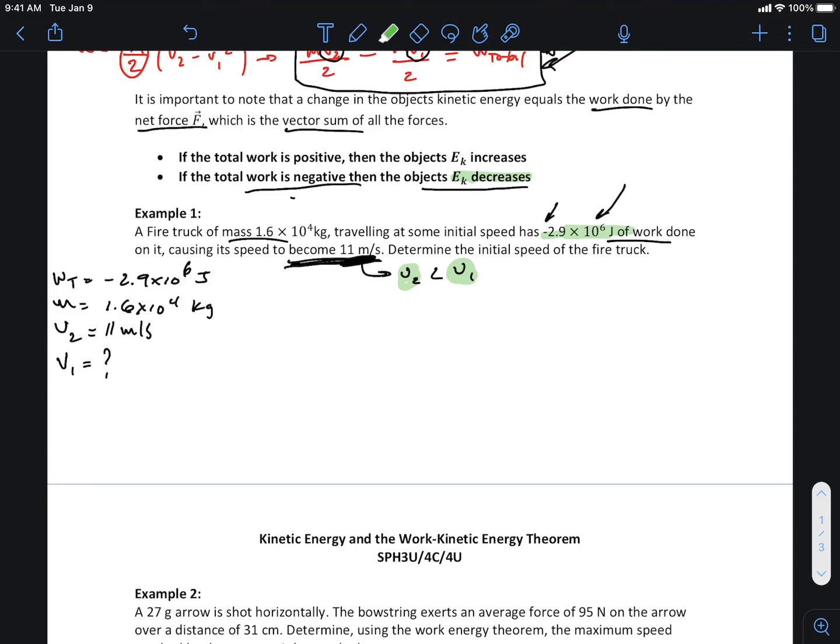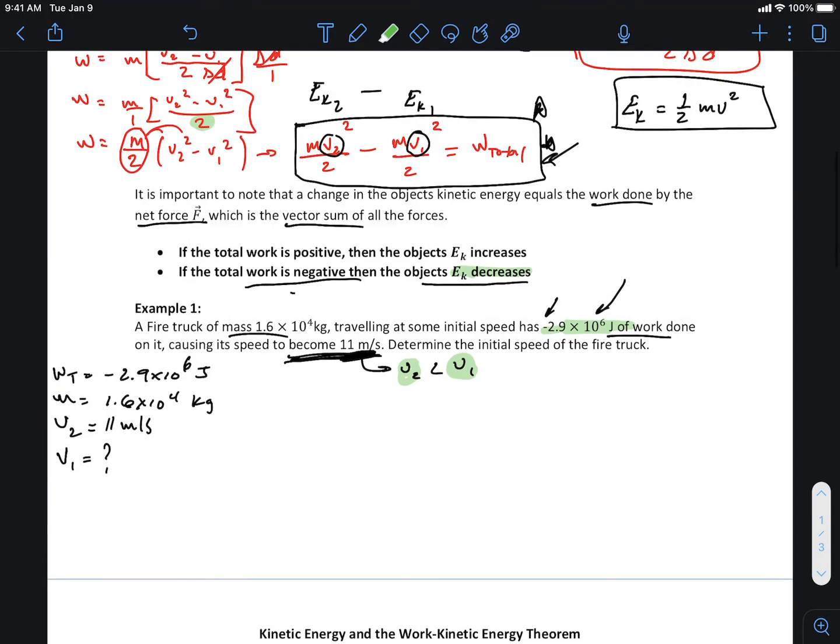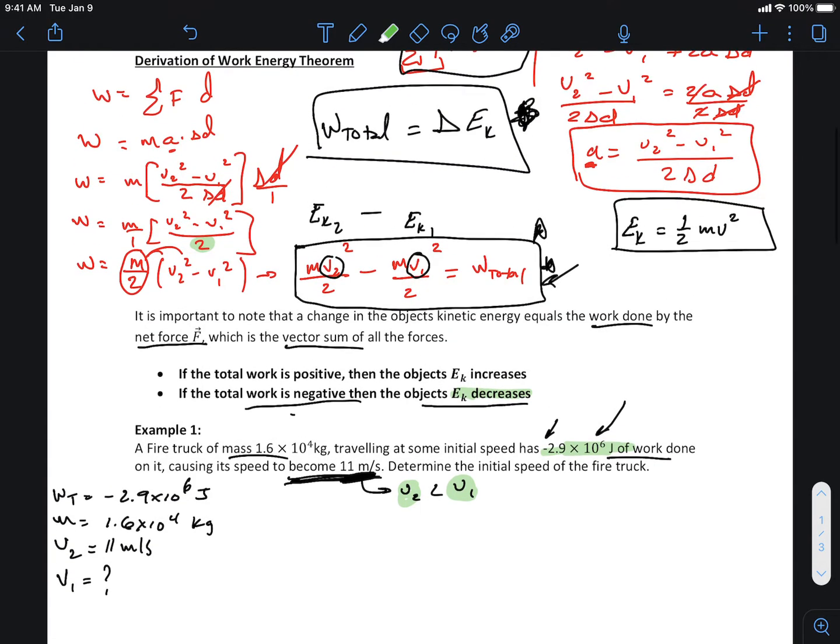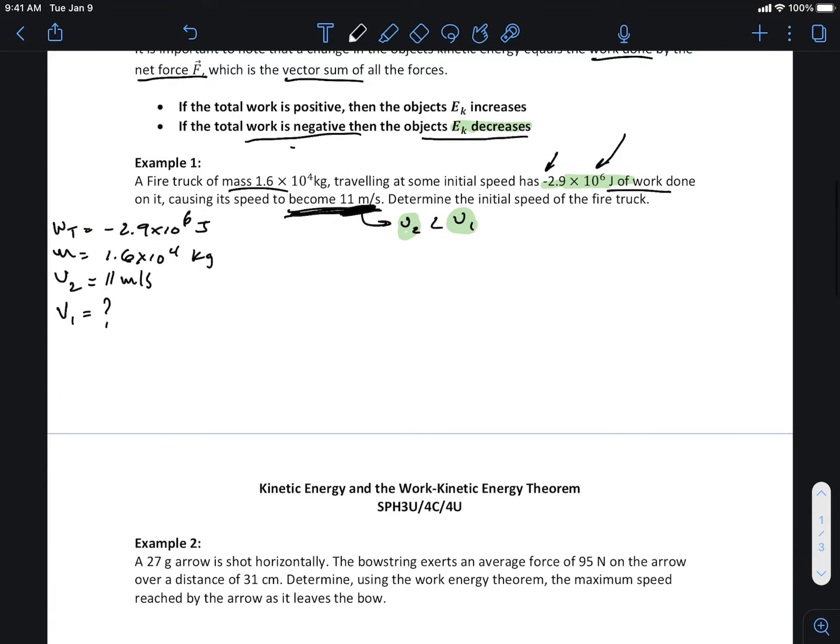Okay, so let's write out our work energy theorem, right? We know that the total work done is the change in kinetic energy. That turns into this, mv2 squared over 2 minus mv1 squared over 2. That's what this says. This is the change in kinetic energy. I thought I saw a comment come through. Sorry. Okay, so let's write that out. There's your list of knowns and unknowns, right? I'll get rid of this because we need the space.